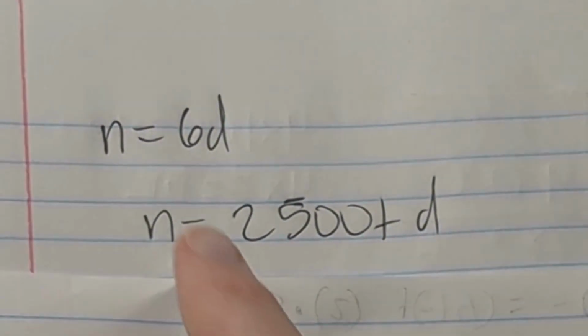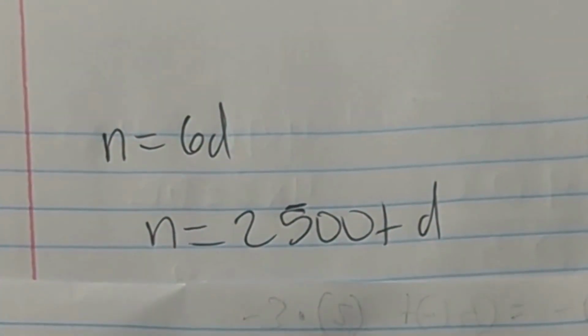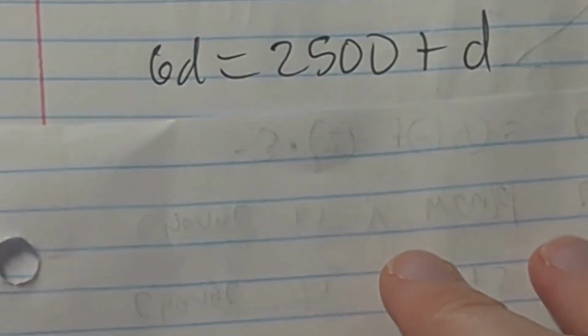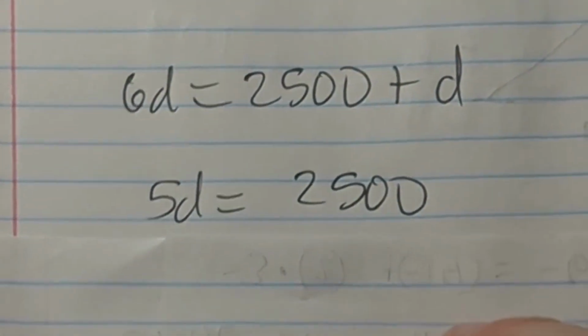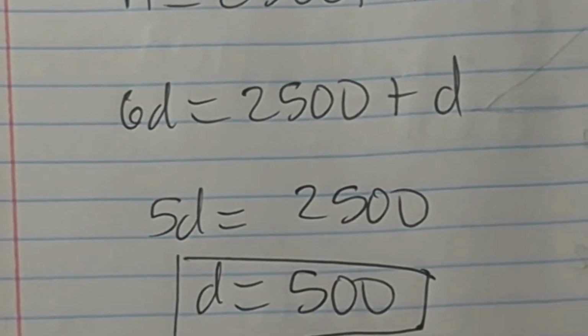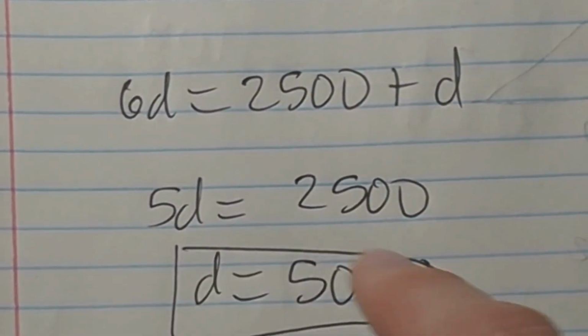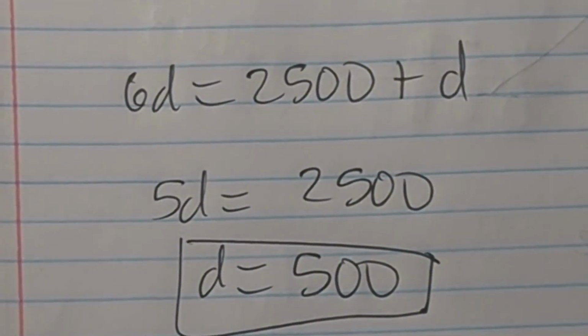And having already set up our two equations, we know that n is already by itself. That makes it convenient to set them both equal to each other so we can solve for d, which is daytime. We move the d's to one side. 5d equals 2,500. Divide everything by 5. You don't even need a calculator. You can do it in your head. d is 500. Done. Don't overthink this.